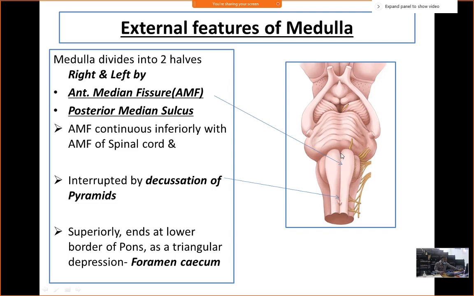Now superiorly, here you see, there is a foramen called the foramen cecum. One word, foramen cecum, you have already met in the development of the tongue, but that foramen cecum is different, this foramen cecum is different. So this anterior median fissure, superiorly, ultimately ends as a triangular depression at the junction of the pons and medulla, and this triangular depression is known as the foramen cecum.